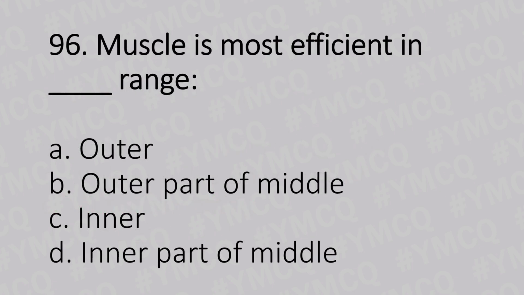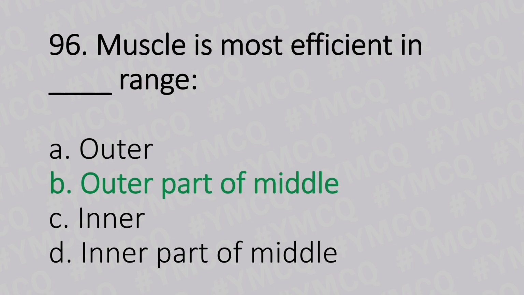Moving to our 96th question. Muscle is most efficient in which range? Option A, outer range. Option B, outer part of the middle. Option C, inner. Option D, inner part of the middle. And the answer is option B, outer part of the middle.